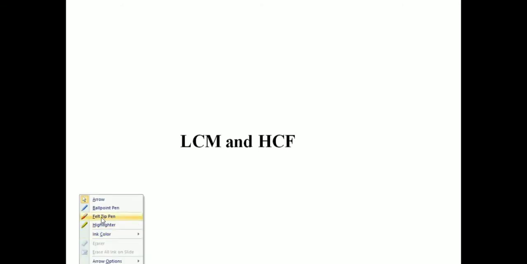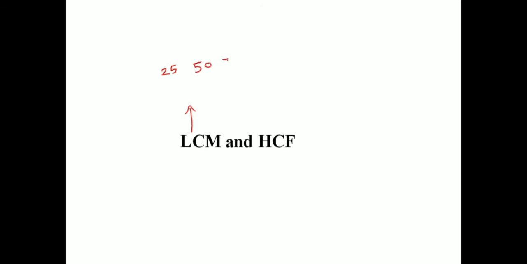So already you know what LCM and HCF are, right? LCM means least common multiple and HCF means highest common factor. We know how to calculate LCM and HCF using the long division method. For example, if you consider three numbers like 25, 50 and 75, what is the LCM of these numbers? You can take 25 here: 25, then 1, 2, 3. So the LCM is 25 into 1 into 2 into 3.